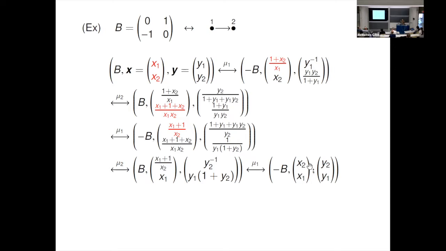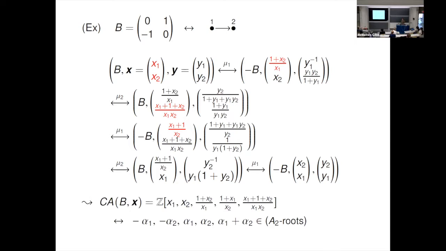This seed is almost the same as the initial one. By interchanging 2 and 1, you get this one. It means that if we continue to mutate further, mu2, 1, 2, 1, 2, then we get really the original. So this is a finite case, and the cluster algebra is given by this formula. It is the algebra generated by these variables, colored in red. And the correspondence with roots is easily seen.